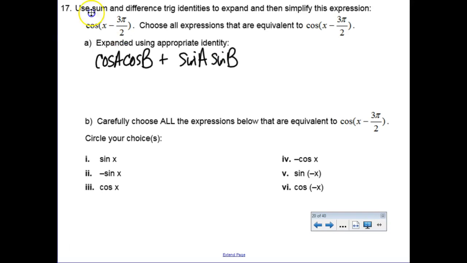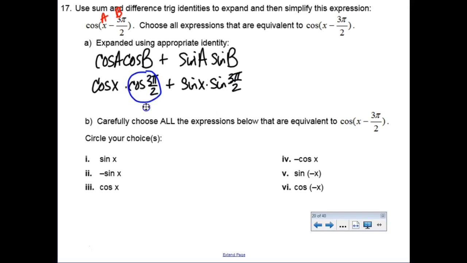So now, this is a and this is b for our formula. So I'm going to write cosine x times cosine of 3 pi over 2 plus sine x times sine of 3 pi over 2. And then I have to go through my unit circle and figure out that cosine of 3 pi over 2 is just a 0, and sine at 3 pi over 2 is a negative 1. So this term completely cancels out, and then you have sine times negative 1. So this simplifies to negative sine x.